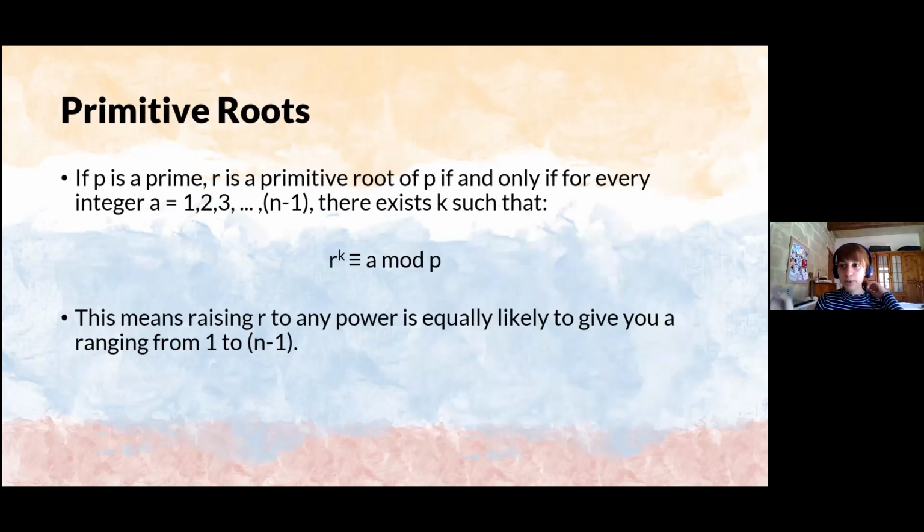So this is the formal definition, obviously only if p is prime. To simplify things a bit, because you can't go into everything: if p is prime, r is a primitive root of p if and only if for every a from 1 up to p minus 1, there exists k such that r to the k is a mod p. So raising r to any power is equally likely to give you any number ranging from 1 to p minus 1.